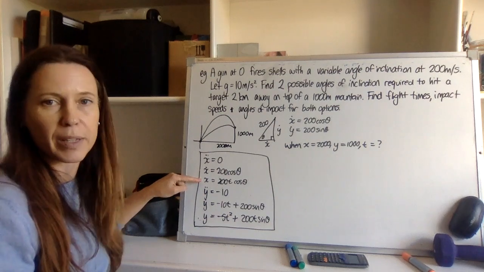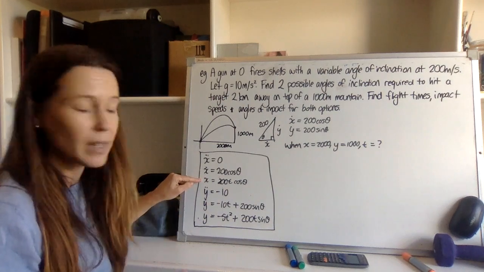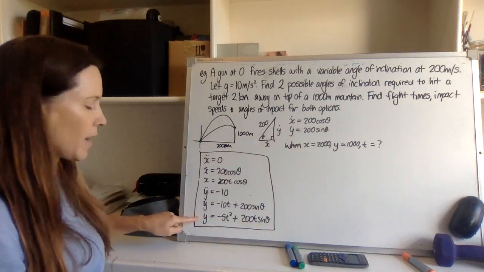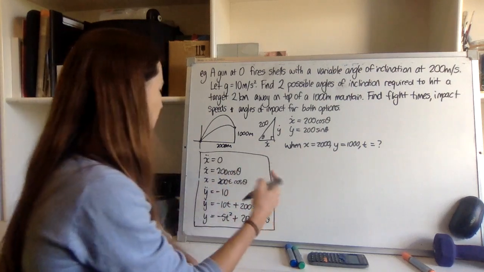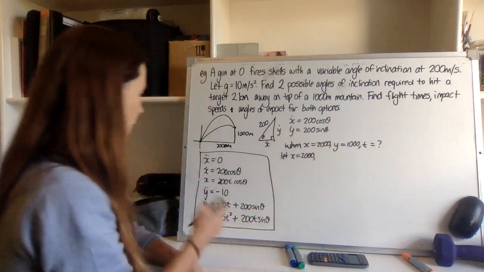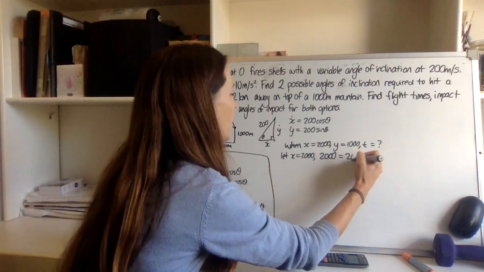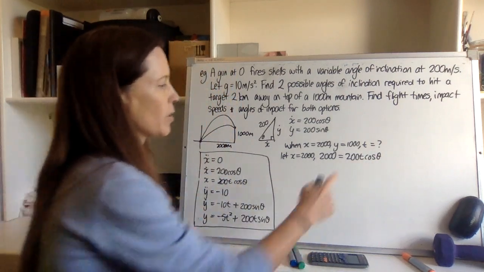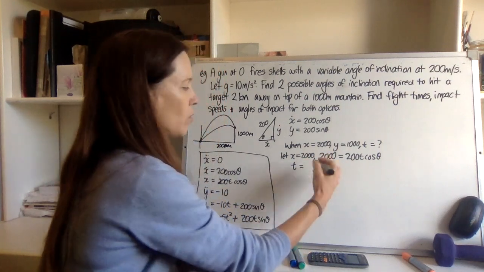The easiest way to do that, I think, is to let x equal 2000 and get yourself an expression for t. Now it's going to have an unknown in it because we don't know what cos theta is, but we can then sub that into the other equation so that we can actually solve for theta. So let x equal 2000, and now we've got 2000 is equal to 200t cos theta. Now to get the t by itself, we just need to divide both sides by 200 cos theta.